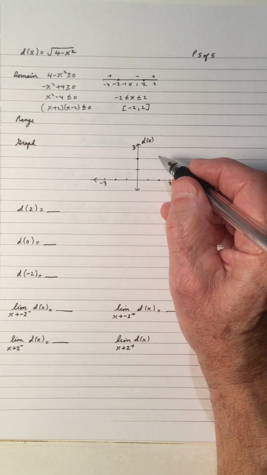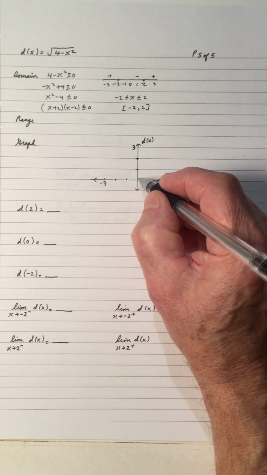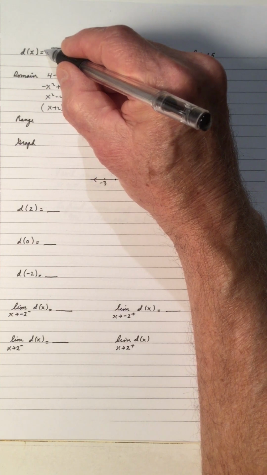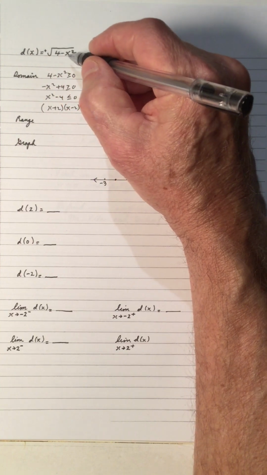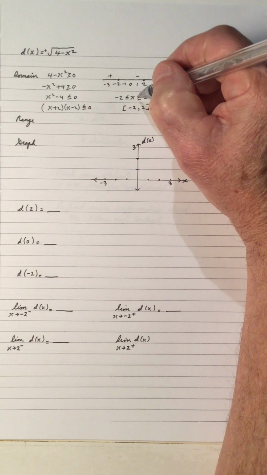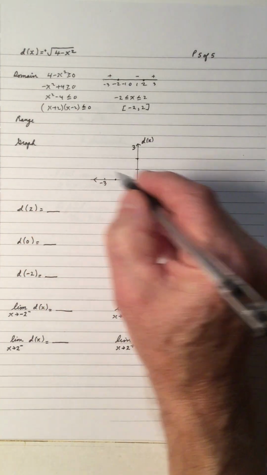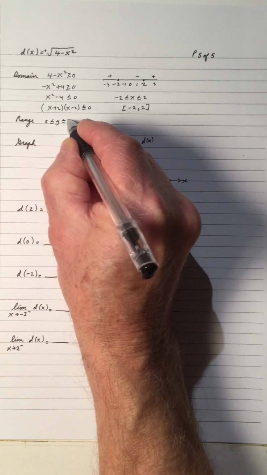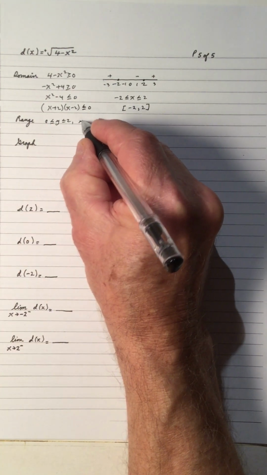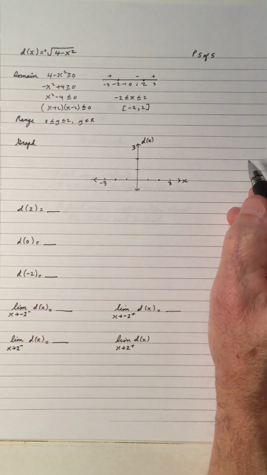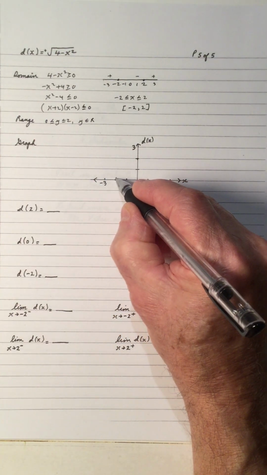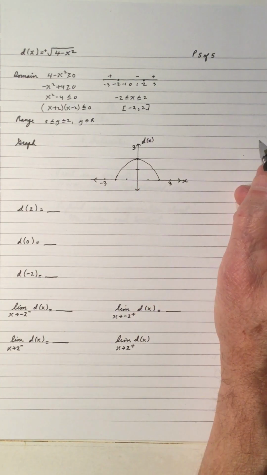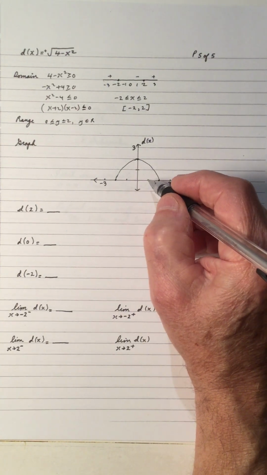So what does that look like? So the range goes from 0 up to 2. It's going up, but we can only go up between these values. So that means the range is 0 less than or equal to y less than or equal to 2. And again, y belongs to the reals. So what do we really have? Well, we have this shape. Really, we have a half of a circle, the upper part.